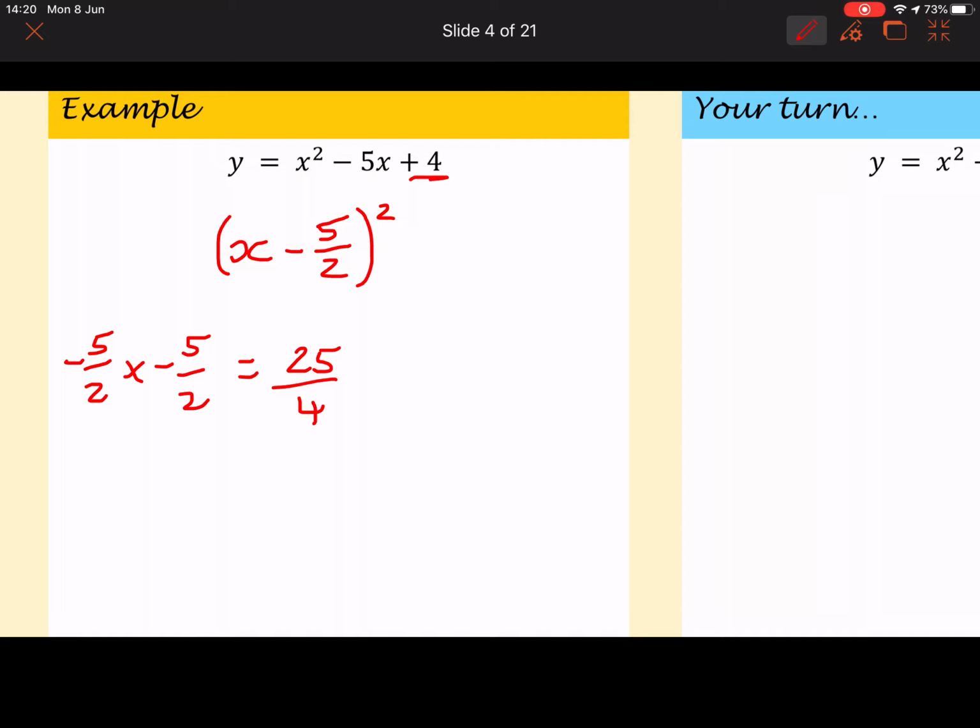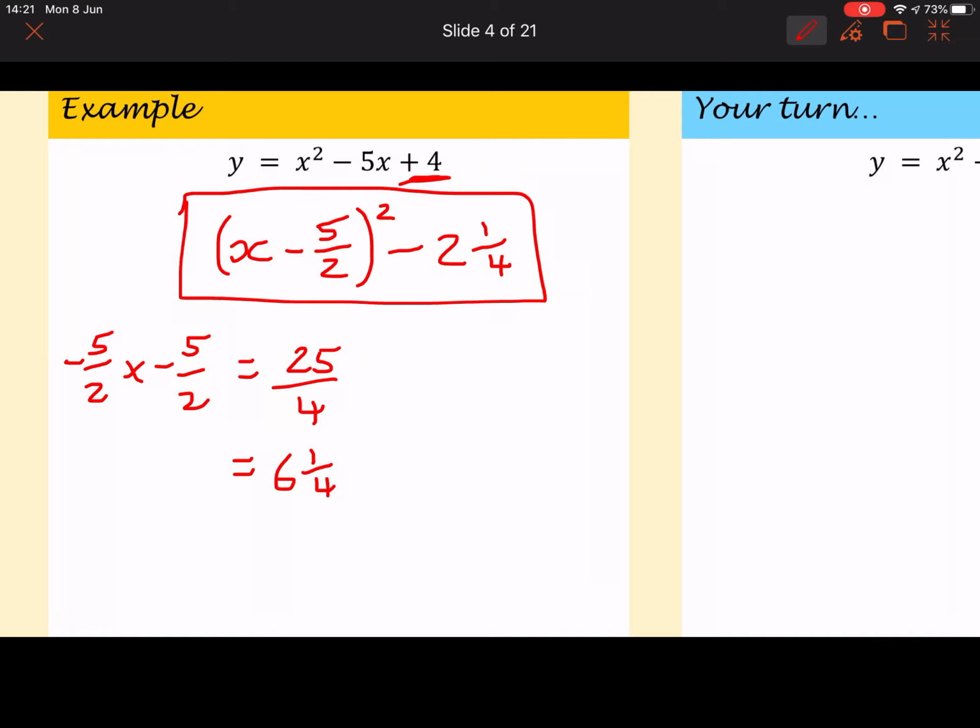Now I've got to work out how to get that back to just plus 4. That's the bit that seems a bit confusing, but it's really simple if we make this a mixed number. 25 over 4 is the same as 6 1/4. Okay, 6 fours is 24. We've got 25. So now it's a bit easier. This bracket gives me 6 1/4. I want plus 4, so therefore I've got to take away 2 1/4. Can everyone see how that works? And that's my final answer. So you can just leave it in your fraction format.